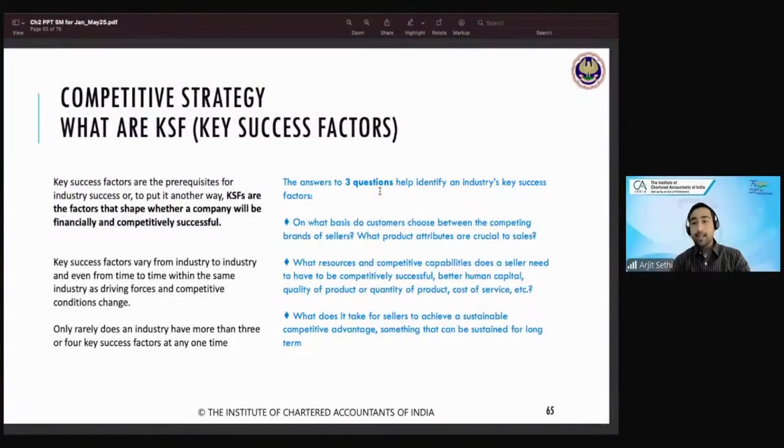Okay, the last topic of the chapter, key success factors. It's simple.